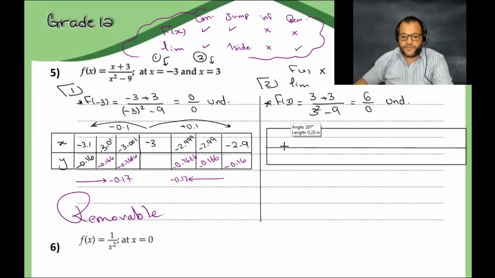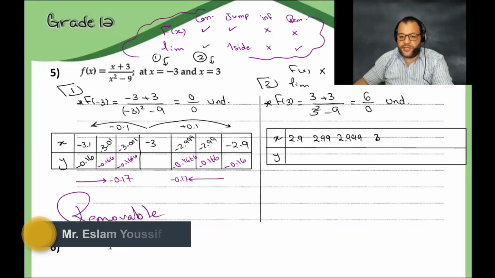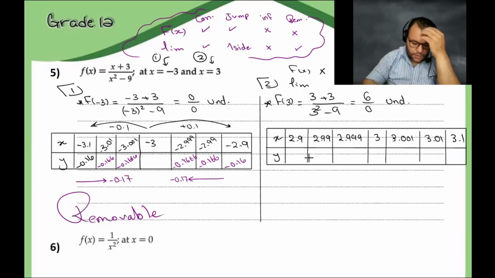That's x and y. Now we need to study for 3. If you go from the left, it will be 2.9, 2.99, 2.999, then 3, then 3.001, 3.01, then 3.1. So by using the calculator, please, what is the value at 2.9? Negative 10.